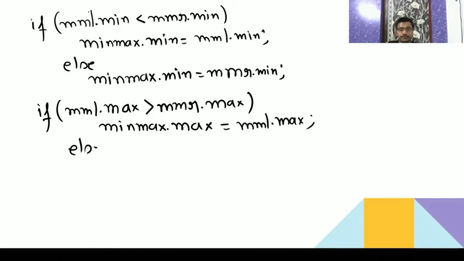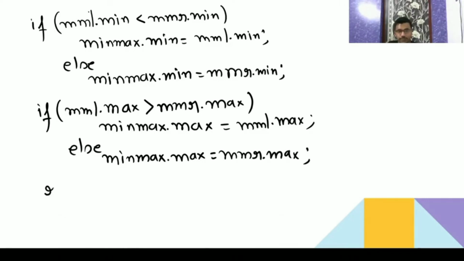Else max is going to be the other one, understood? So after that, return minmax. Minmax is a structure. Okay, it is a structure. Please let me know whether it is clear or not. This question is asked in your GATE.